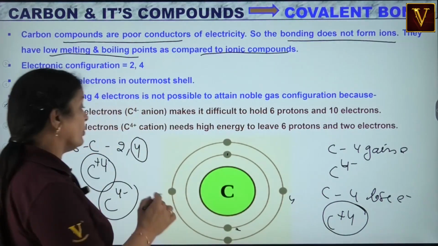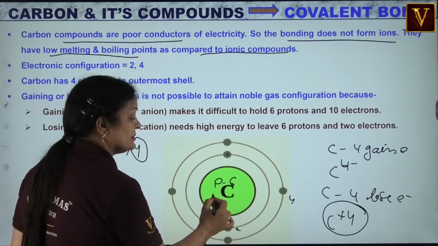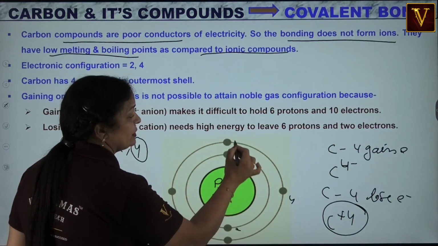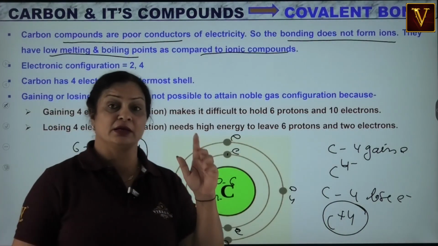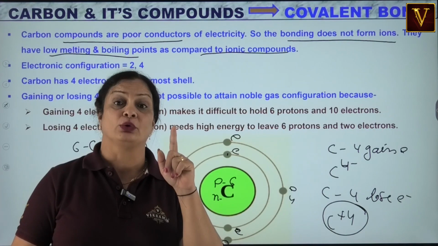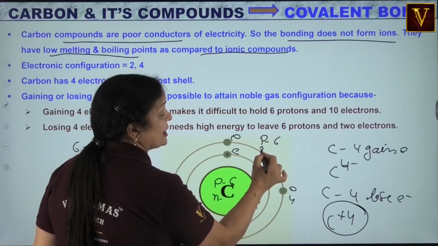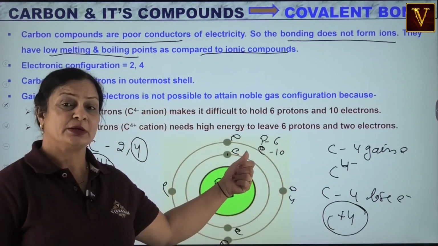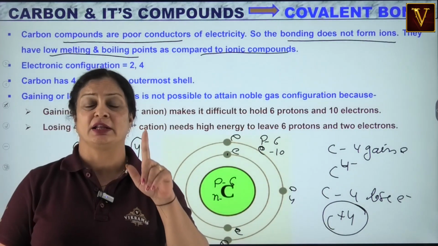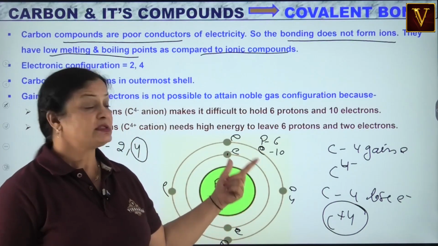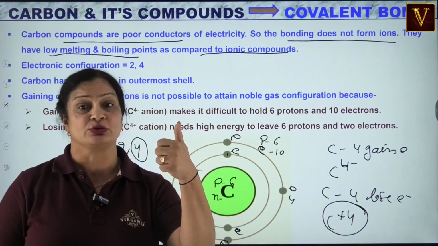Why? Because we know carbon has 6 protons and 6 electrons: 1, 2, 3, 4, 5, 6. If carbon gains 4 more electrons to attain noble gas configuration, that means 6 protons and 10 electrons. It is not possible for 6 protons to hold 10 electrons. 6 protons cannot hold 10 electrons, therefore carbon does not form ions. Cation and anion of carbon is not possible.